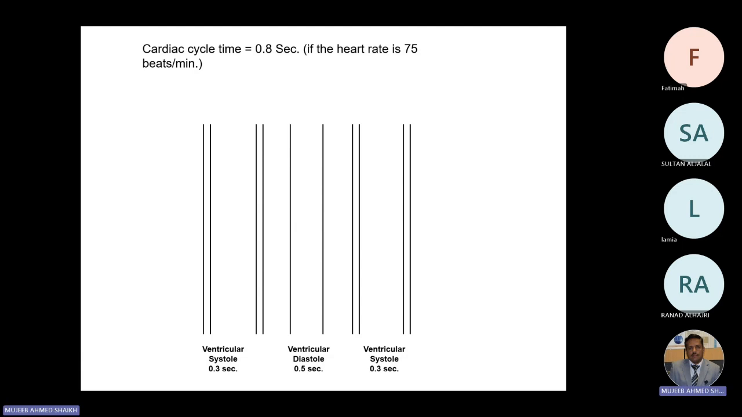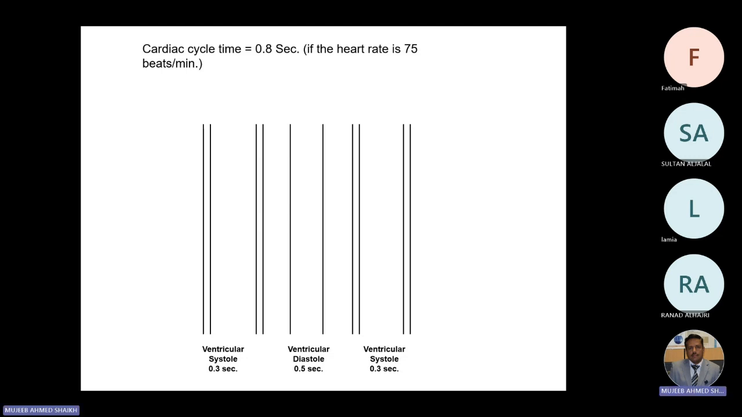So how much time is required for one beat? If you do the division, 60 divided by 75, you will get 0.8 second. So we say that whatever event is happening in 0.8 second will be repeated in the next 0.8 second. So one event is about 0.8 seconds. We call it the cardiac cycle time of 0.8 seconds. When we say cardiac cycle, that means contraction and relaxation, both phases. Contraction is known as systole. Relaxation is known as diastole.